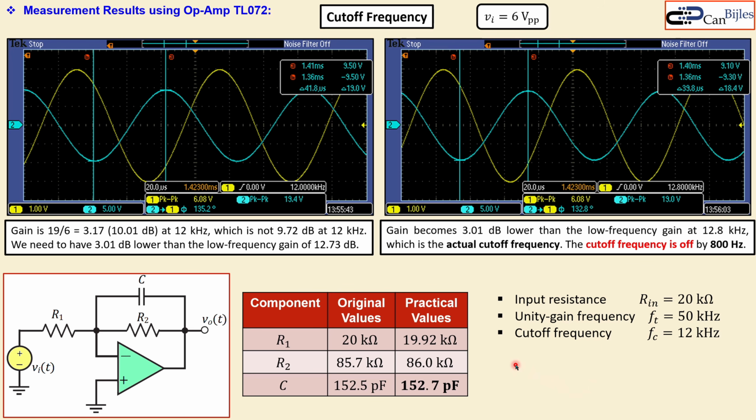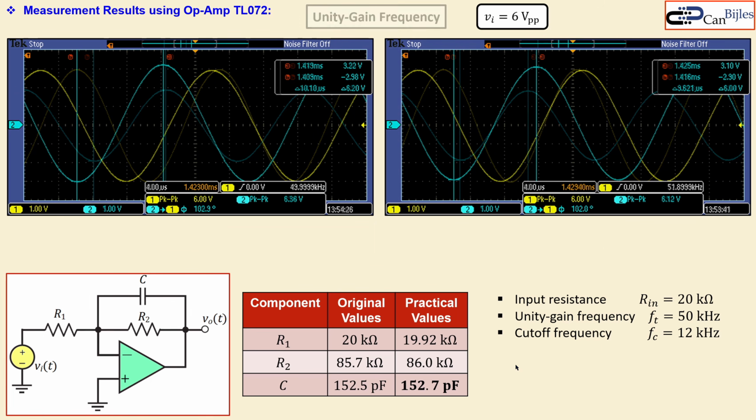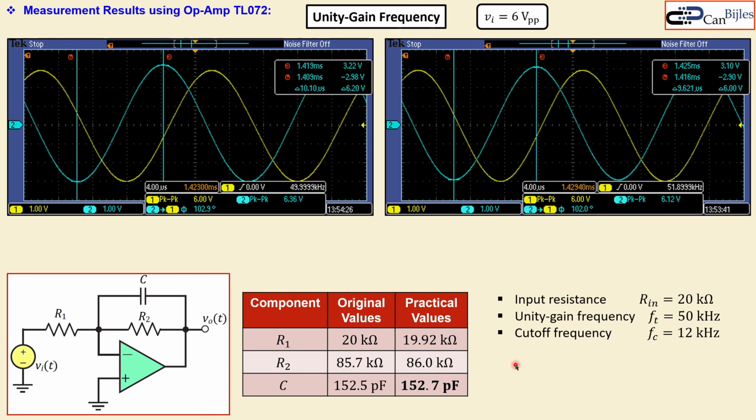Again, we will see that shortly. Let's also look at the unity gain frequency, how much error we have here. So for the cutoff frequency, we have an error of 800 Hertz. Now, the left side is the plot for the unity gain frequency calculation.